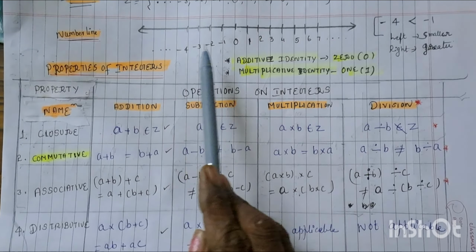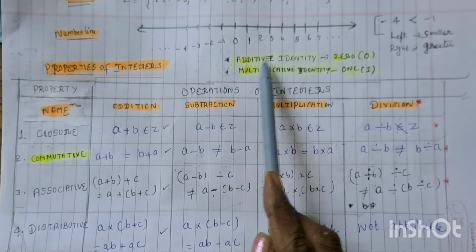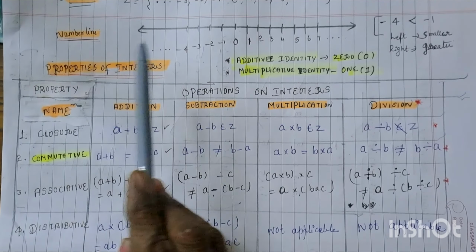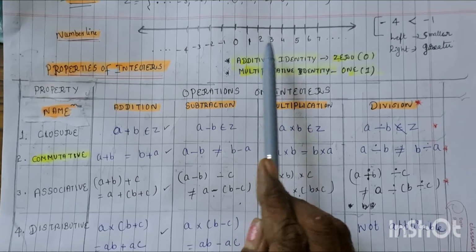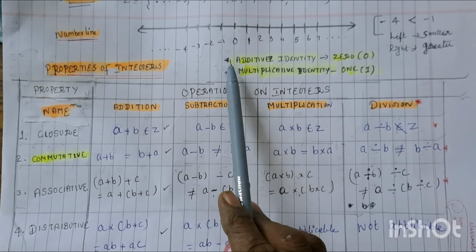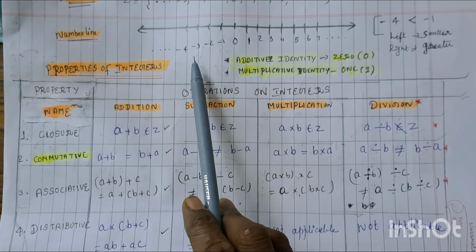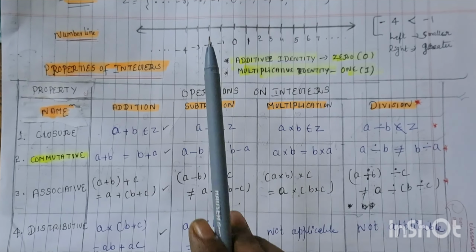How to represent? The center point is 0. All positive values are on this side, and the left hand side has negative values. If you take any two numbers from this number line and want to check which is greater and which is smaller, it's very simple. The number on the left hand side is always lesser than the one on the right hand side.